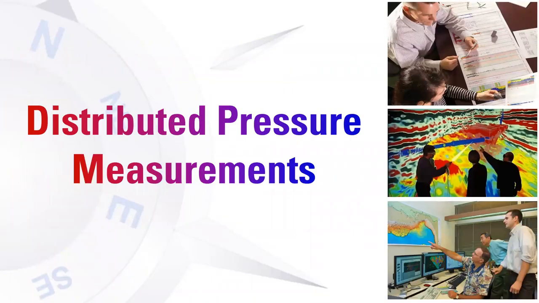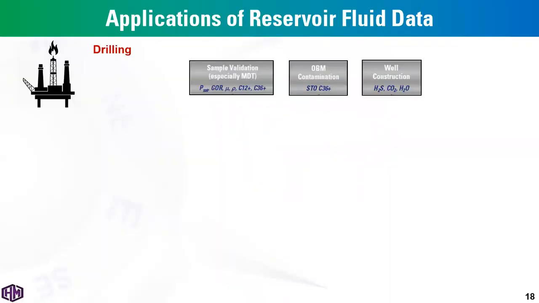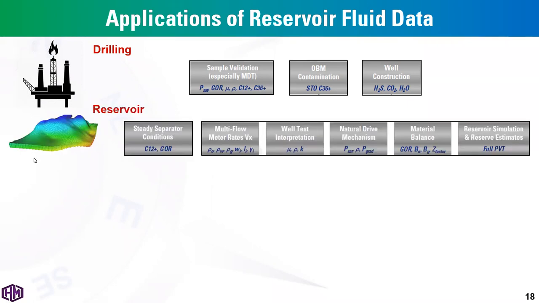So now one of the applications or techniques to be used is the distributed pressure measurements. First I need to highlight the importance of the reservoir fluid data. It's very important for drilling to assign the well construction, specifically if we have carbon dioxide or hydrogen sulfide in the reservoir fluid, oil-based mud contamination, and also sample validation. We have to have such reservoir fluid data information. For reservoir engineering, the fluid data are important for reserve estimation, reservoir simulation, material balance, well testing interpretation, and also for any multi-phase flow operations, reservoir fluid data is very important.